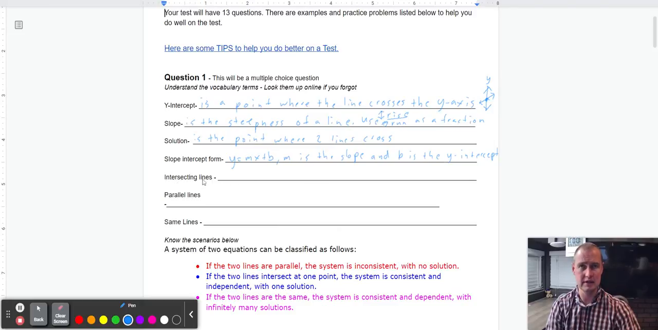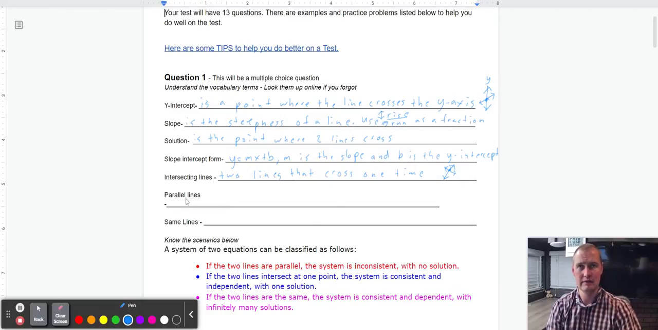All right, intersecting lines. Intersecting lines are two lines that cross one time. Pretty simple, okay? So intersecting lines are two lines, with an S, that cross one time. All right, so for an example, I got two lines right here. They intersect right there, and they cross one time. That's intersecting lines. Pretty straightforward.